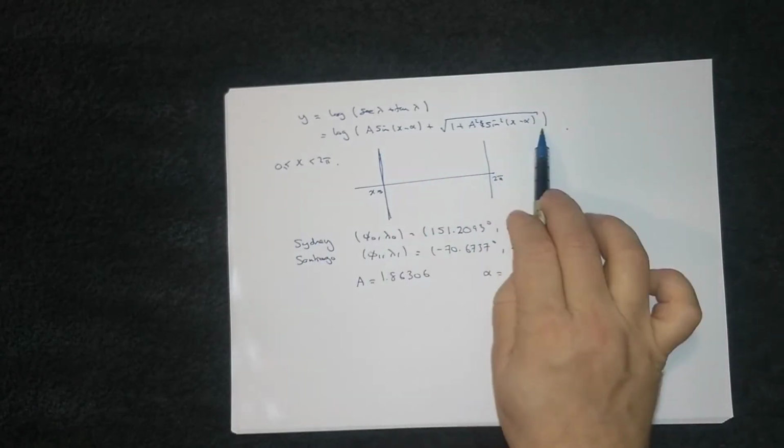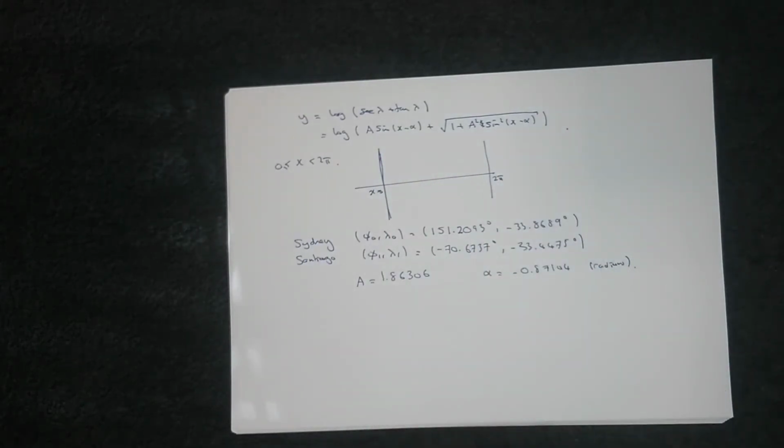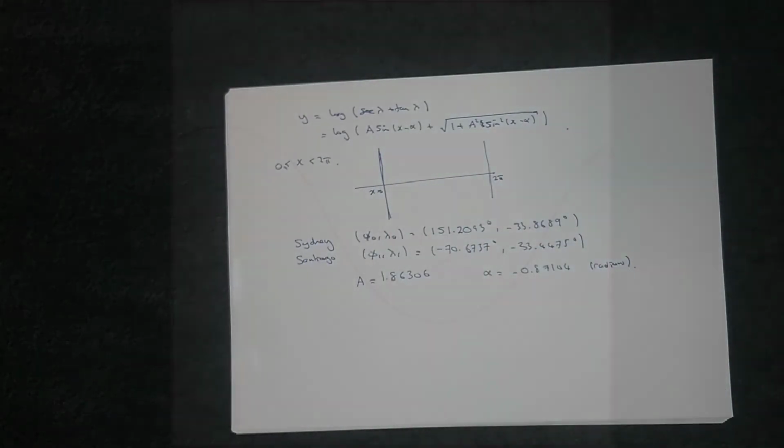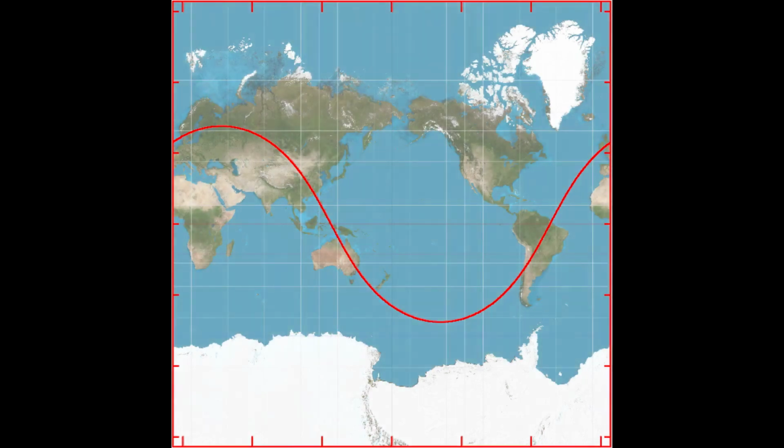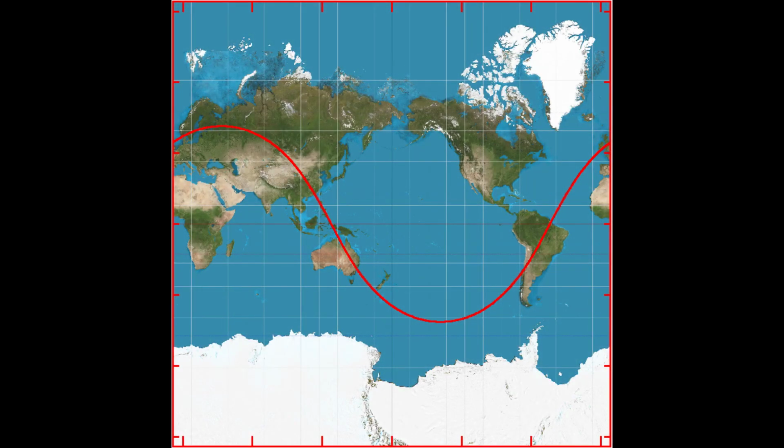So plotting this with these parameters gives the graph on the screen at the moment. Now we wish to superimpose this on the Mercator map, and this is our result. So what you'll notice, instead of the shortest path between Sydney and Santiago on the Mercator map, it looks as though it should be a straight line, but in fact it is a curved path passing to the south of New Zealand.